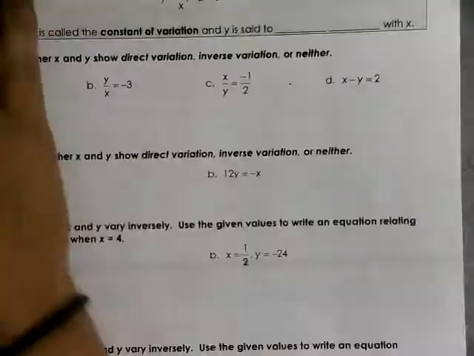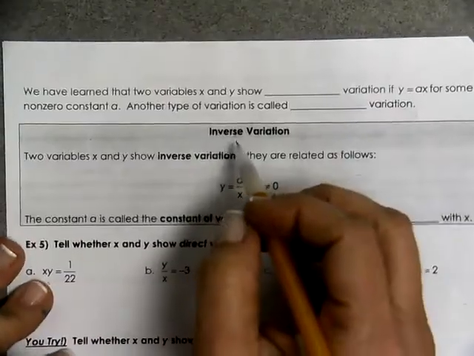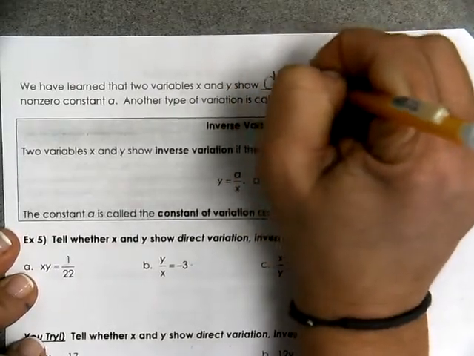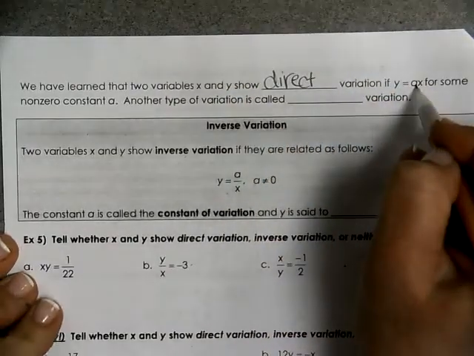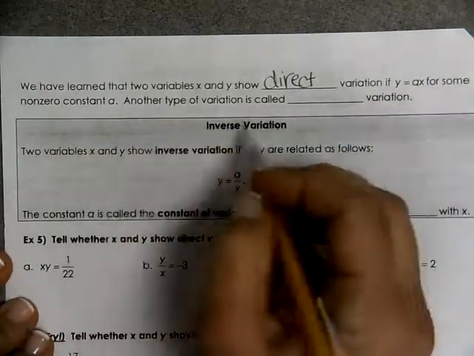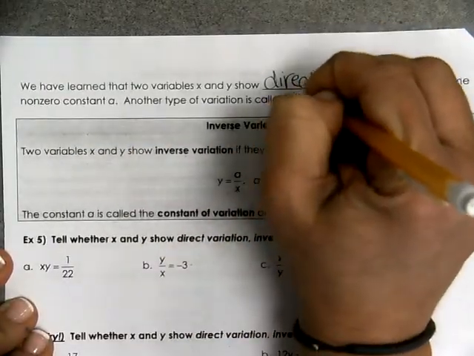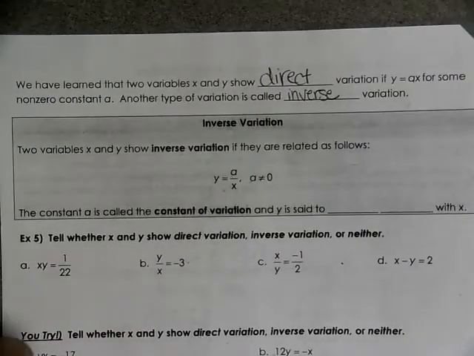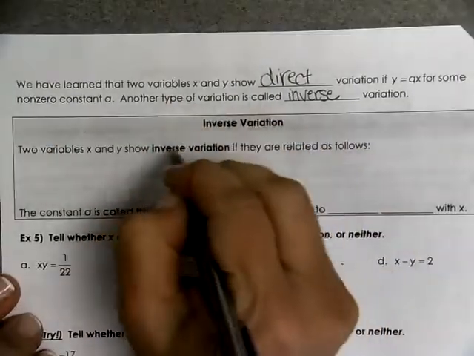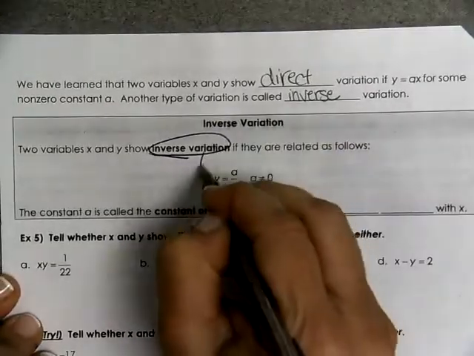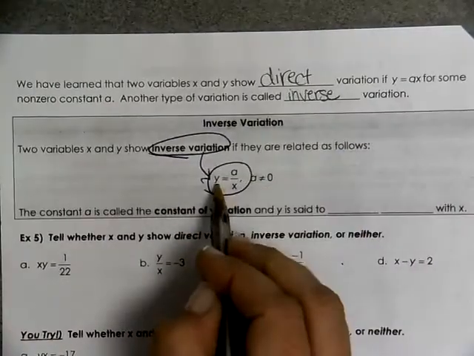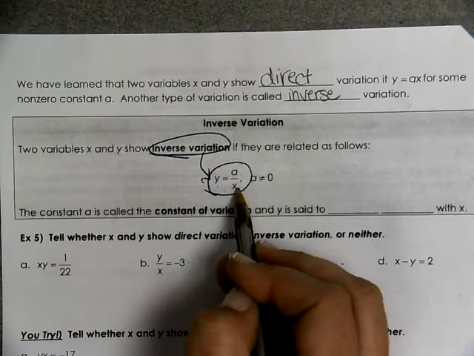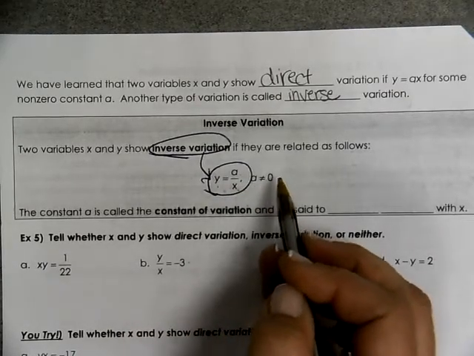So remember, two variables x and y show direct variation if y equals a times x. So another type of variation is called inverse variation. And inverse variation is going to be the case if they're related like this: y equals a divided by x, as long as your a is not 0.